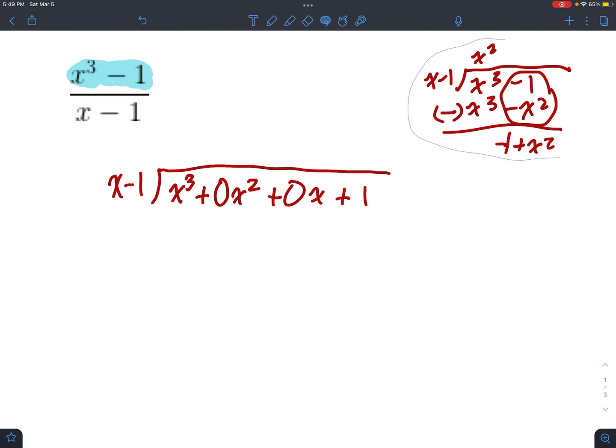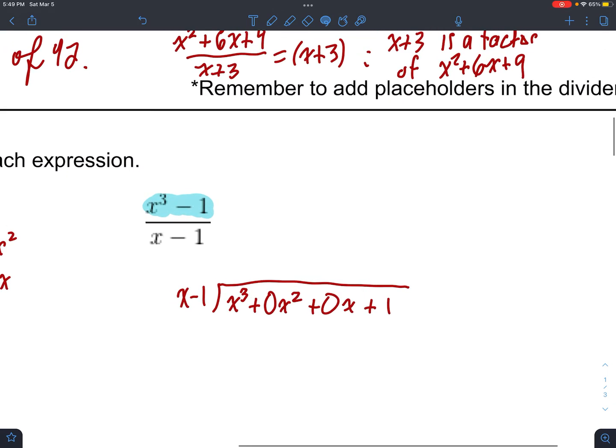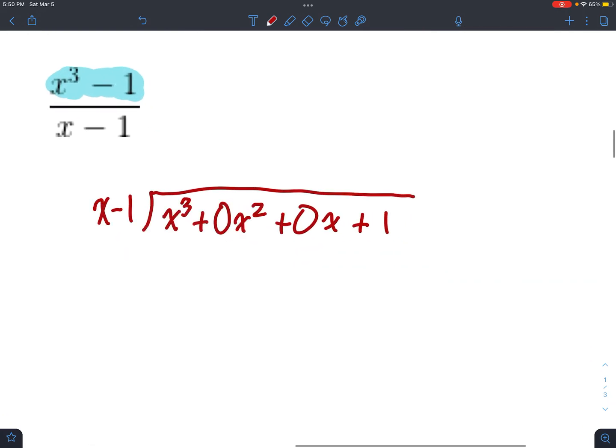But it really just messes it up. So in order to keep things clean, if you're missing a power, a term with a degree, you put a 0 in there. And these are called placeholders. That's what that meant up there.